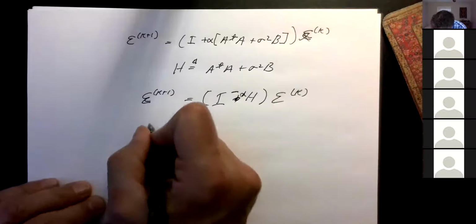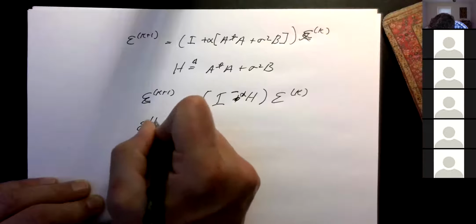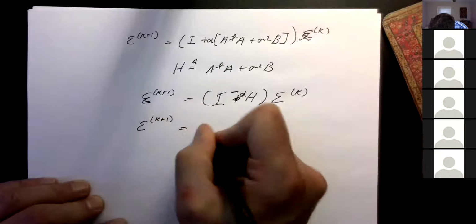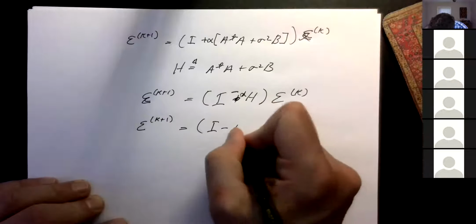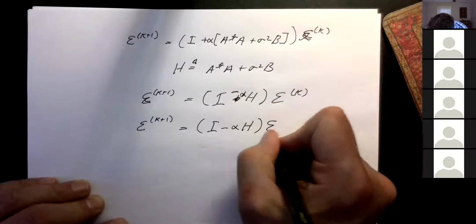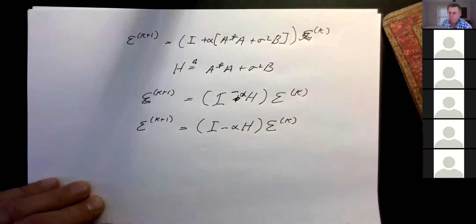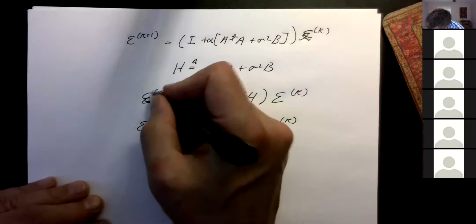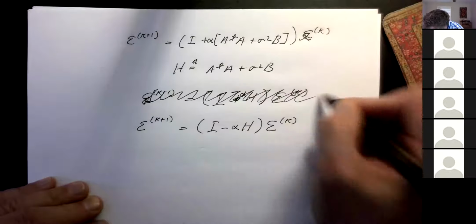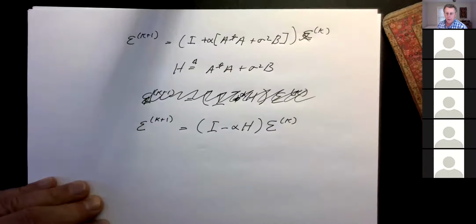Let me write that again. Epsilon k plus 1 is equal to I minus alpha H times epsilon k. This is the same thing, just sloppily written. Okay.